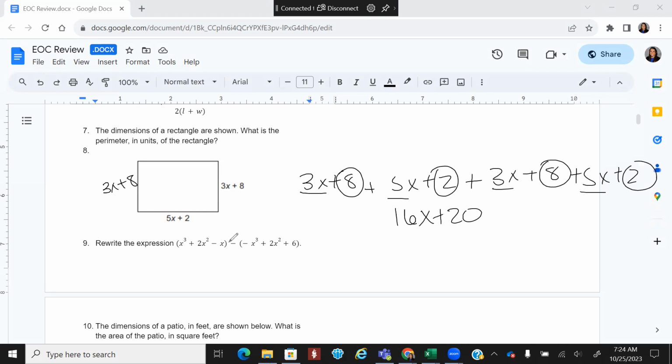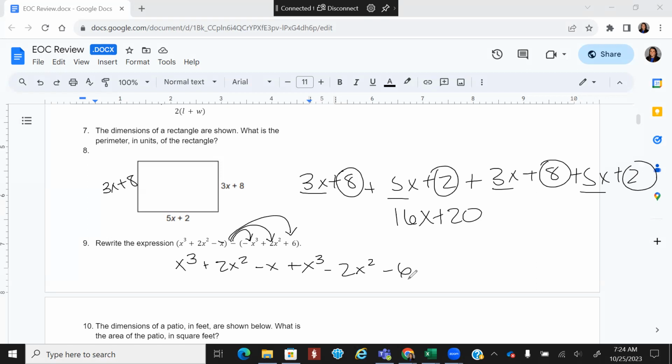All right, number 9, rewrite the expression. We're going to distribute this negative. So that's going to give me x cubed plus 2x squared minus x plus x cubed minus 2x squared minus 6.